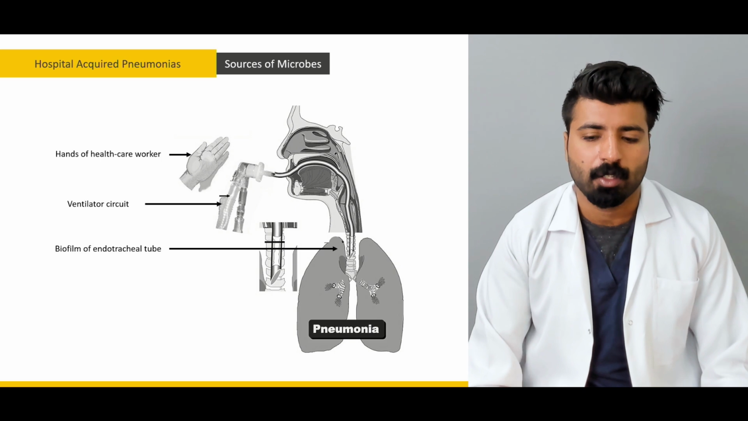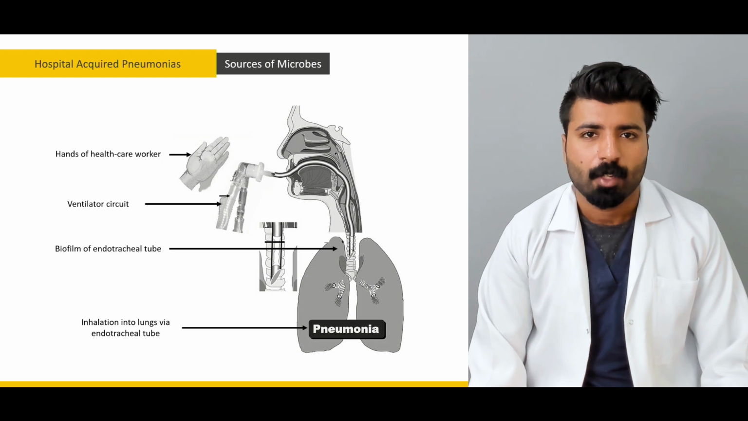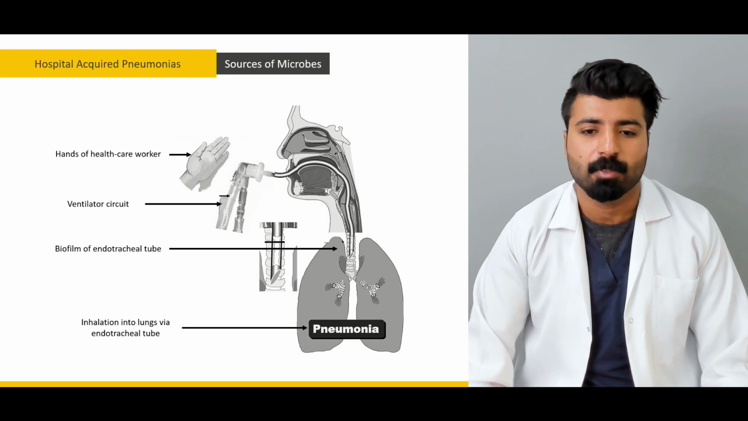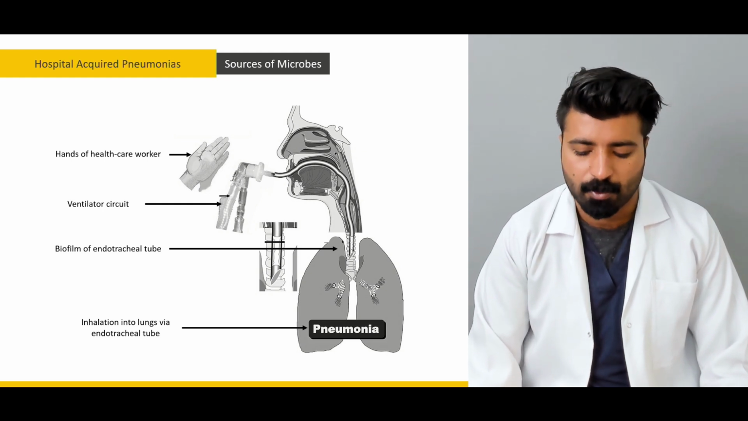Afterwards, it can be due to inhalation into the lungs via the endotracheal tube. You put an ETT in and you start inhaling. That might be the major reason to get it, because it's already contaminated. You are not supposed to do that. You're not supposed to breathe through that.